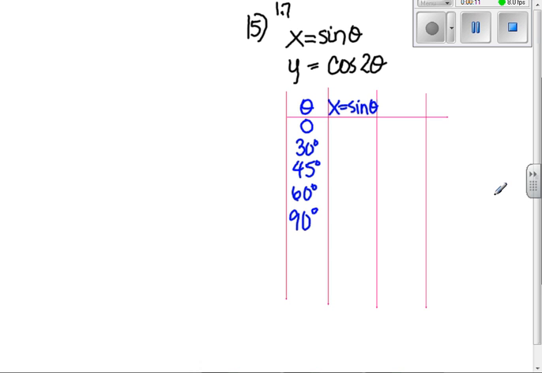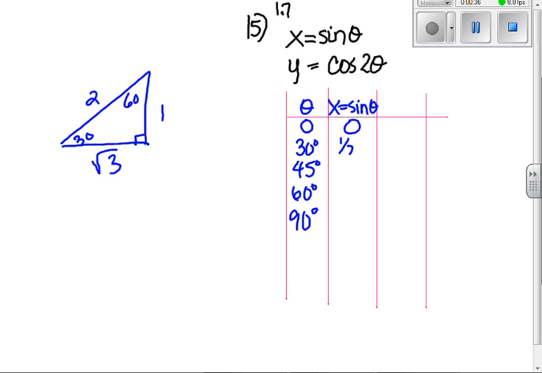So what's the sine of 0? 0. What's the sine of 30 degrees? If you don't know, you will draw a little triangle and you will label it 30 degrees, 2, 1, up. Square root of 3, I did do it right. So what's the sine of 30 degrees? 1/2. Sine of 45 degrees.